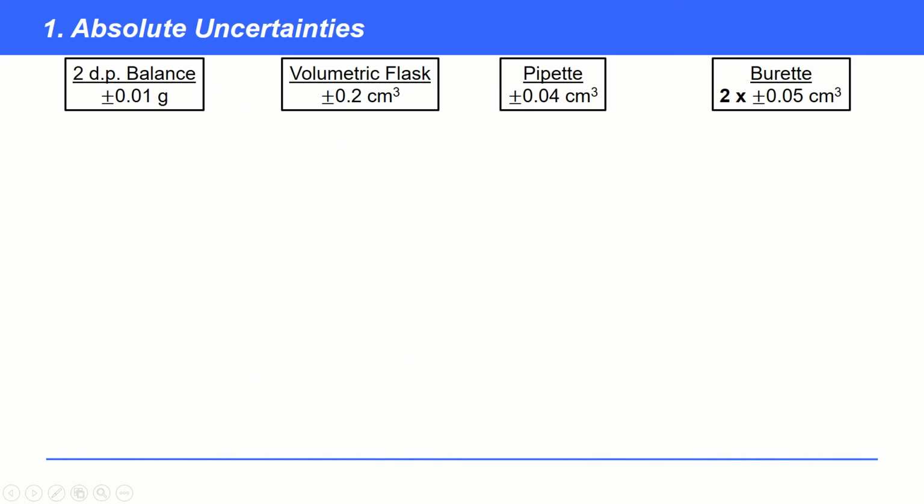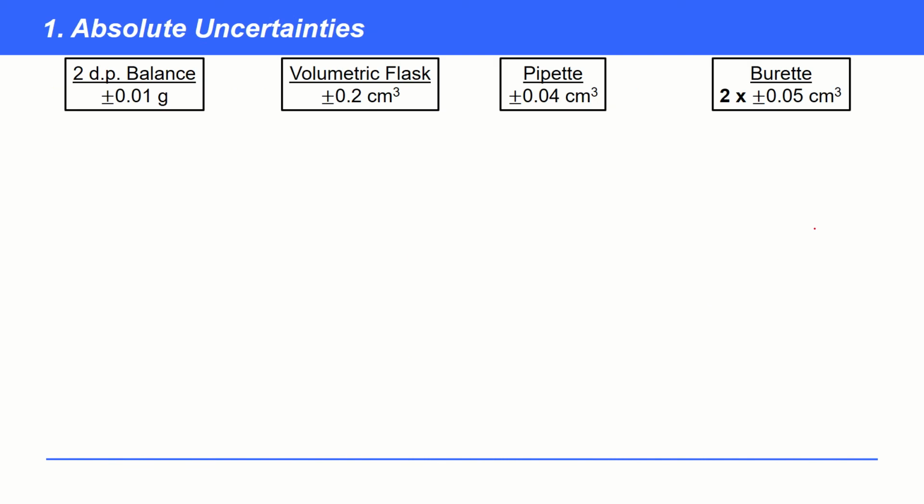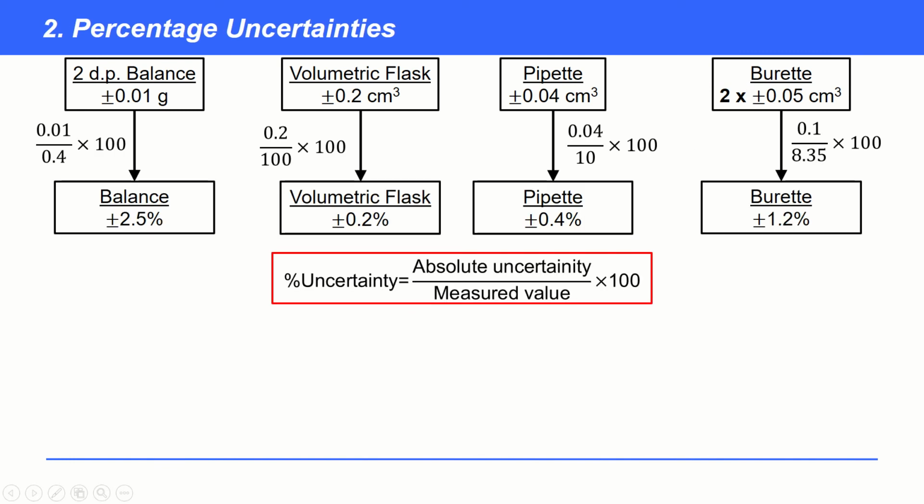So you start off with the absolute uncertainties. For the 2 decimal place balance, it's plus or minus the resolution. For the next two bits of kit, it tells you exactly what the uncertainties were. And in the case of the burette, it's plus or minus half the smallest graduation, so half of 0.1 centimeters cubed. But then we need to double that, because we took 2 measurements with the burette, the final reading and the initial. So we need to double the absolute uncertainty.